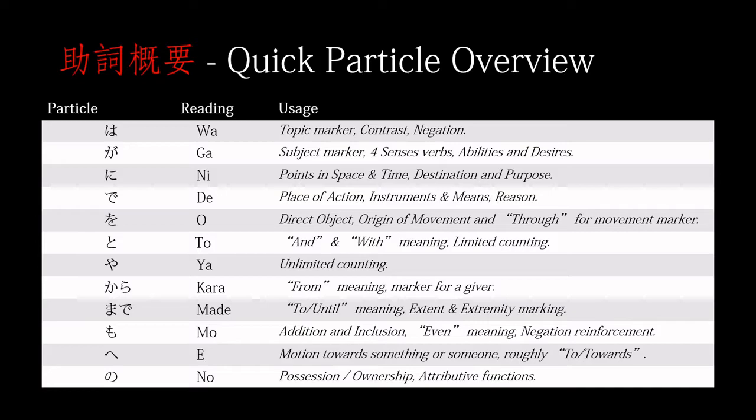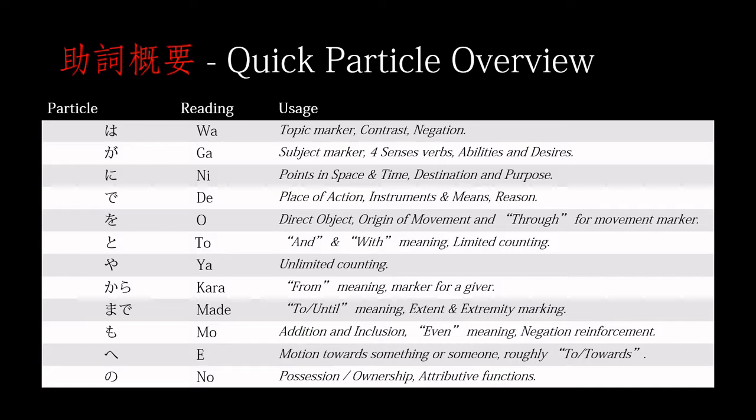After that we have ni. Ni is used to mark specific points in space and time, as well as to mark destination of certain movements, and finally with some verb play, it is also used to convey a purpose for something. After that we have de, the place of action, usually paired with a transitory verb. It is also used for instruments and means marking, as well as to show reason for something.